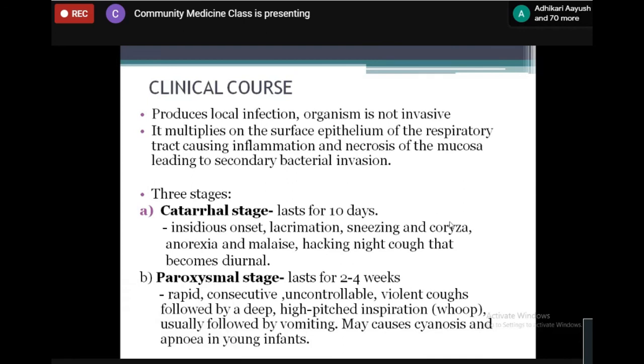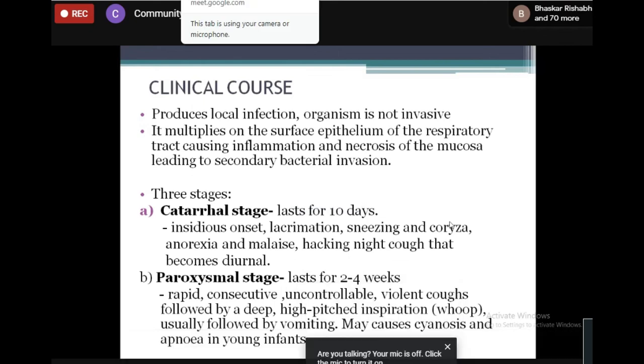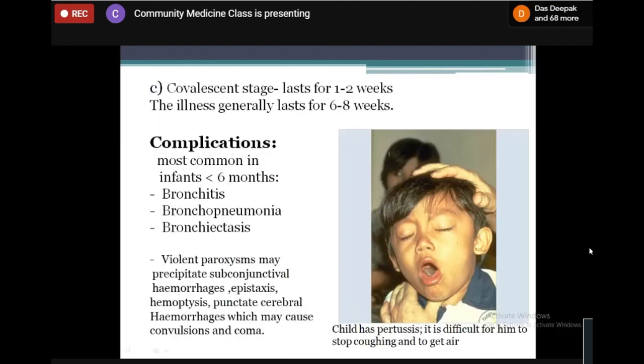Then the paroxysmal stage starts, which lasts for 2 to 4 weeks. It becomes very rapid, consecutive uncontrollable violent coughs will develop, followed by a deep high pitched inspiration. After the violent cough, the child will have deep inspiration and it will produce a certain sound known as a whoop sound or kurpi cough, usually followed by vomiting. It may cause cyanosis and apnea in young infancy. Apnea means there's a pause in the breathing. After violent cough, the child may turn bluish and may pause breathing for a few minutes. That is the paroxysmal stage. This is a child having paroxysm cough.